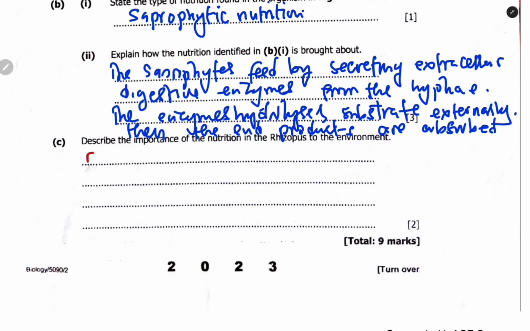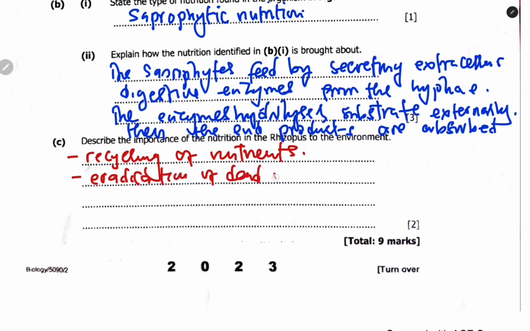So one, used in recycling of nutrients, mainly because they act on decayed matter and the nutrients are recycled back into the soil. Then also used in eradication of dead matter, to get rid of dead bodies. Just imagine if there were no saprophytes, let's say dogs die, they would just continue accumulating or piling without decaying.